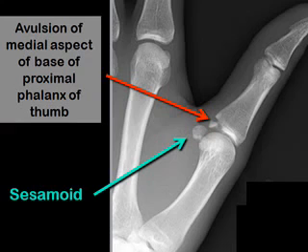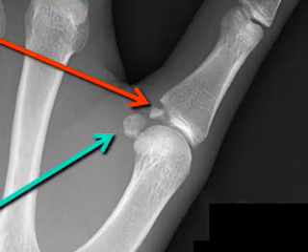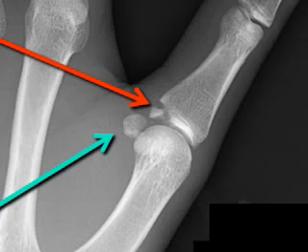The red arrow is pointing to an avulsion of the medial aspect of the base of the proximal phalanx of the thumb. This is a type of volar plate injury. It is not to be confused with the bone to which the blue arrow is pointing, which is a common finding in almost every hand, which is a sesamoid at the metacarpophalangeal joint of the thumb. There is at least one, frequently two or three. You can differentiate them from fractures because sesamoid bones are going to have corticated edges completely around them, and they will tend to be smooth.